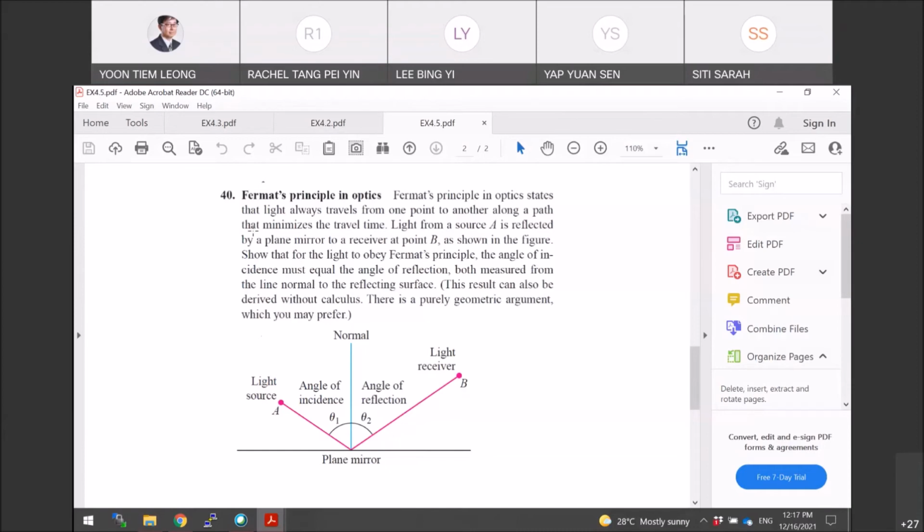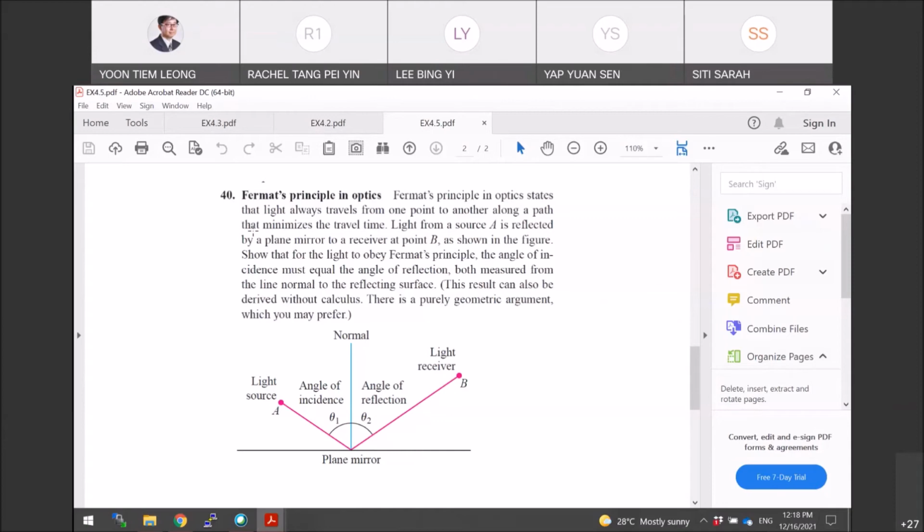It also tests whether you can put all the facts down into the form of mathematics. Fermat's principle in optics states that light always travels from one point to another along a path that minimizes the travel time. Light from a source A is reflected by a plane mirror to a receiver at point B as shown in the figure. Show that for the light to obey Fermat's principle, the angle of incidence must equal the angle of reflection, both measured from the line normal to the reflecting surface. The result can also be derived without calculus. This is a purely geometrical argument which you may prefer.